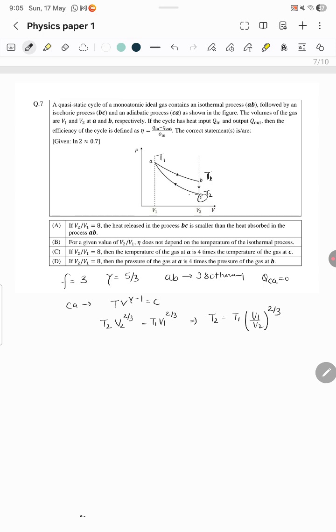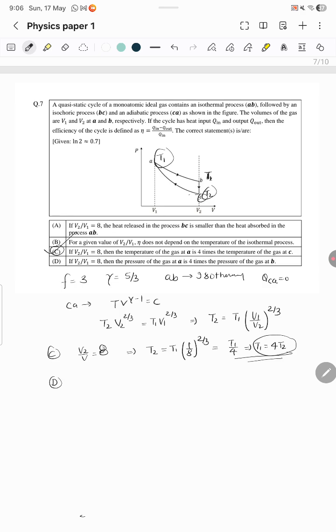Let's see if there is any option which will talk about this. We should check option C. So option C, if V2 by V1 is 8, then we can say T2 will be nothing but T1 times V1 by V2, which is 1/8, to the power 2/3, which will give us T1 by 4. So we can say T1 is 4 times T2. Therefore the temperature of gas in state A, which is T1, is 4 times that at C, which is T2. So that is the correct option. So we got option C. Similarly, option D we can also solve, right?